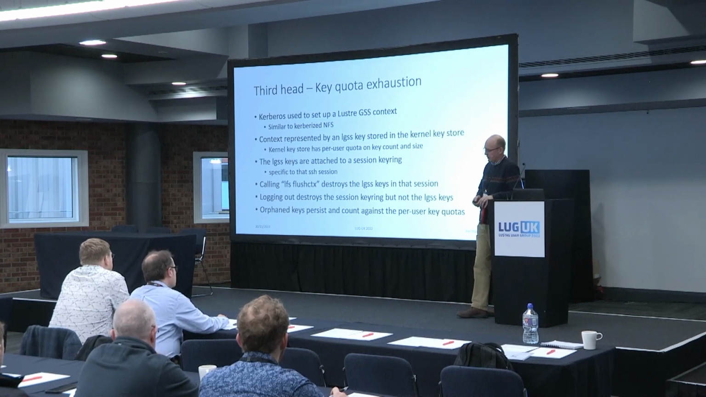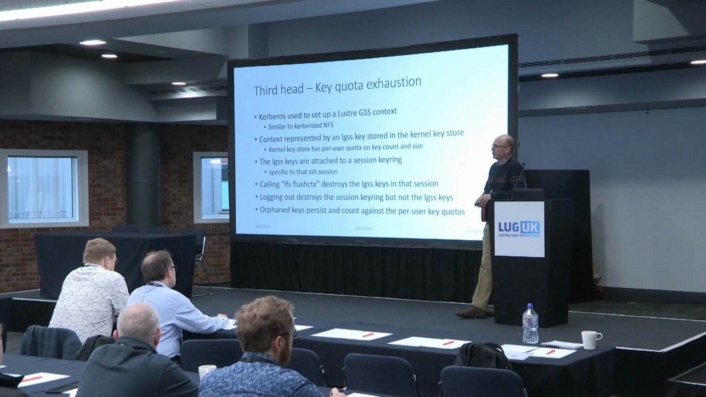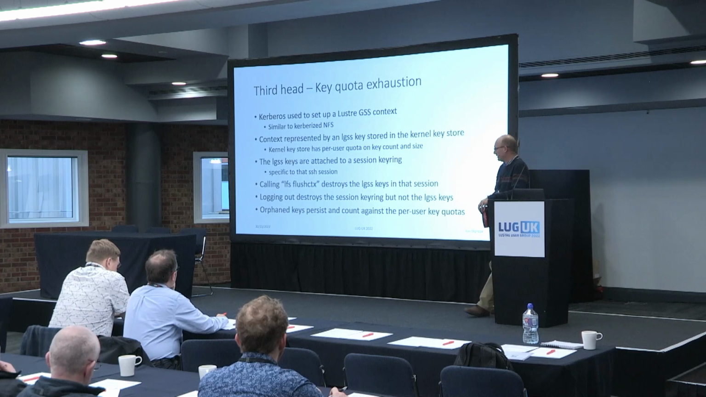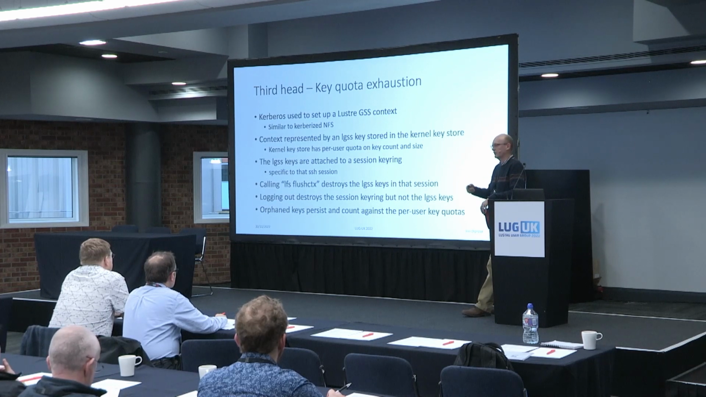When the keys are constructed by Lustre, they're attached to something called a session keyring. A session keyring is a special sort of kernel key that groups other kernel keys. That session keyring is created by a PAM module when you log in. So one of the modules in the PAM stack for an SSH login is keyinit, and it creates that session keyring. Every time you do a new SSH login, you'll get a new session keyring. And because the LGSS keys are attached to the current session keyring, that means that for each of your logins, you'll get LGSS keys that are specific to that login.